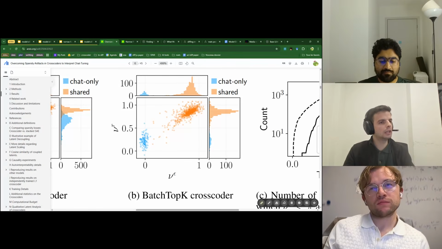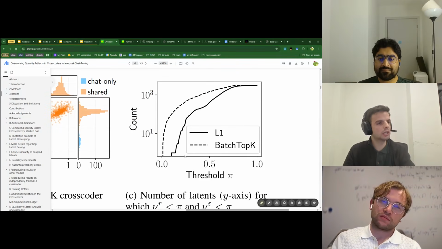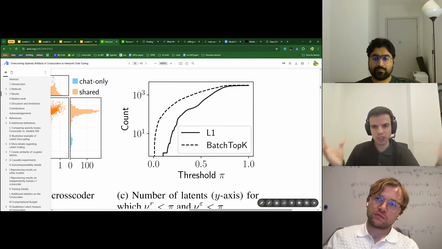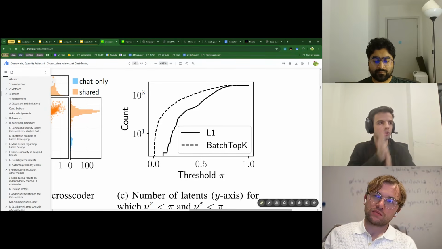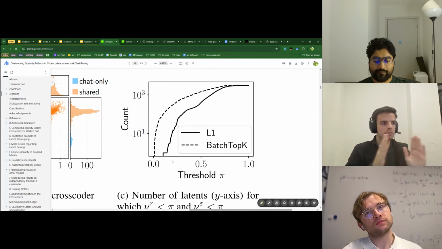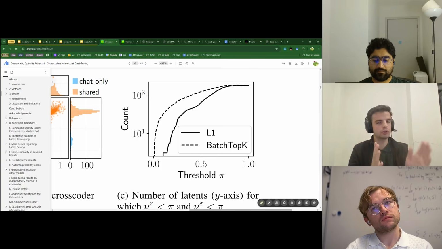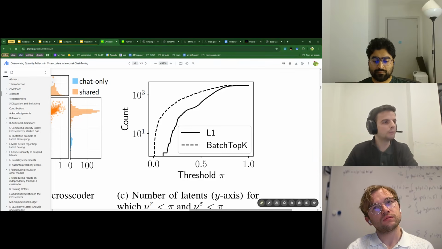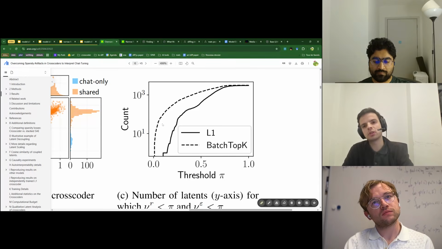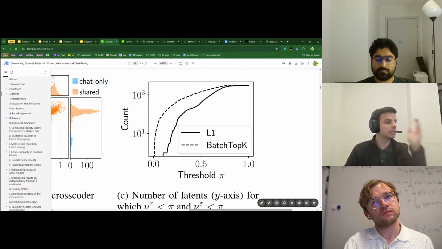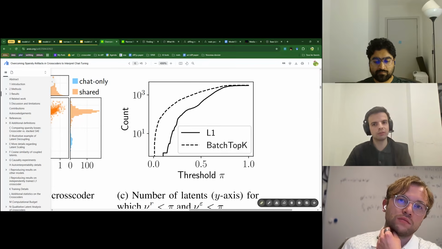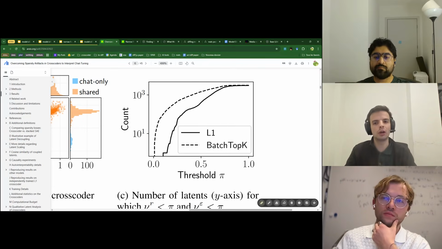And when you look at this plot, X is the chat specificity threshold that we use according to our latent scaling. So basically, the more left you are, the more chat specific you are, and Y is the number of features that are below this threshold. You see that the BatchTopK crosscoder has basically much more chat specific features, which validates that not only does it not have all those artifacts, but it also finds more genuine features, which is great.